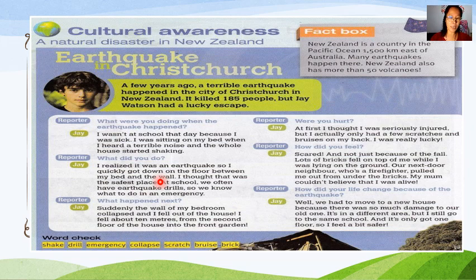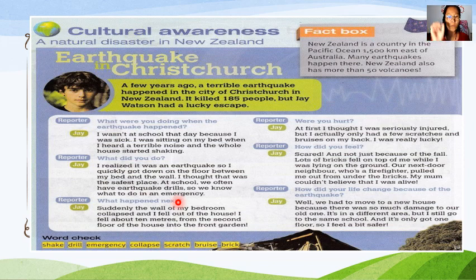Okay, di bawah katil, di antara katil dengan dinding. I thought that was the safest place. Okay, at school, we often have earthquake drills, so we know what to do in an emergency. Okay, so dekat sekolah biasanya mereka ada buat latihan untuk earthquake ni. Apa yang akan mereka buat? Apa yang mereka patut buat kalau ada earthquake?